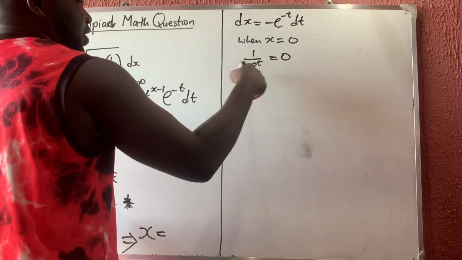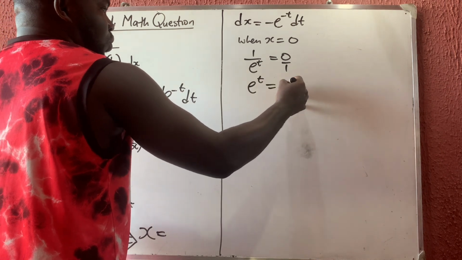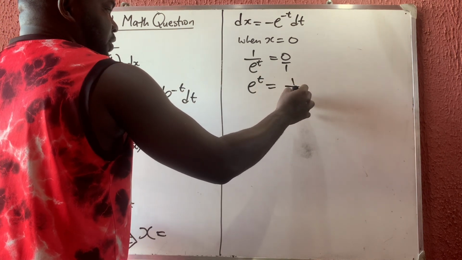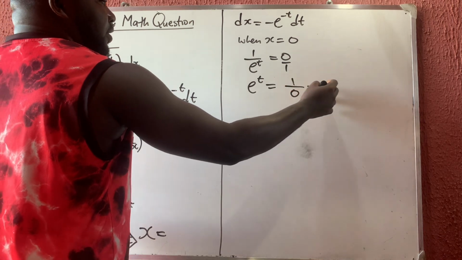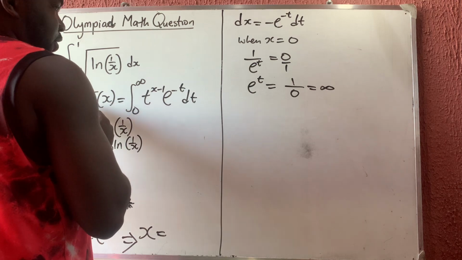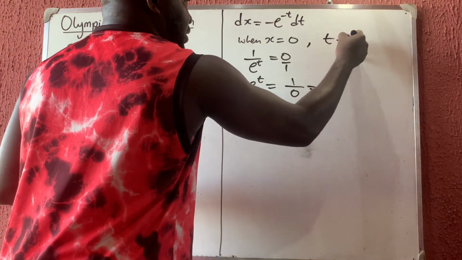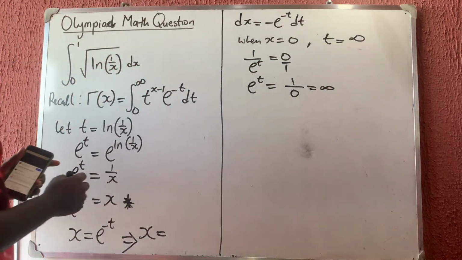So e raised to power t is equal to 1 over 0, and 1 over 0 is infinity. The only thing that will make this infinity is t being infinity. So therefore, when x is 0, our t is infinity. You should know that.